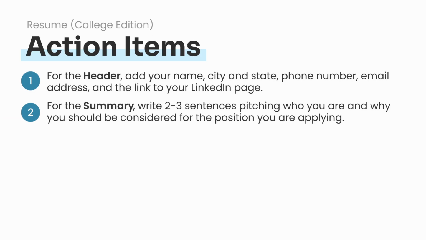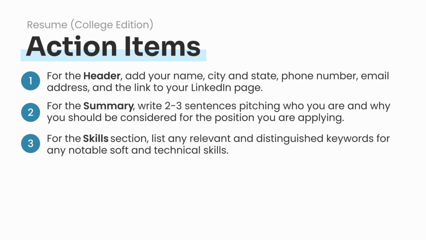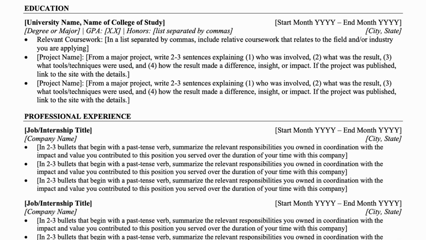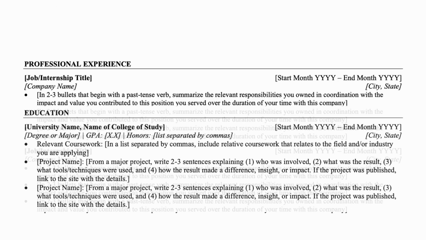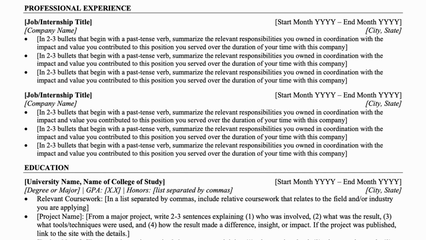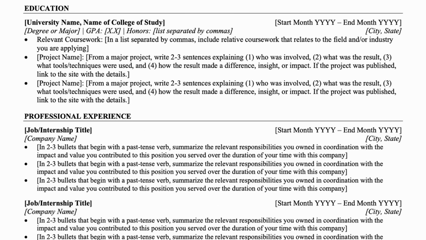Next up on your action items for the skills section, take some time to list any relevant and distinguished keywords for any notable soft and technical skills. There's some discretion in the next section. If your education is your primary source of your experience, keep it as the next section. If it is not, and you have some work experience that essentially highlights in a more strategic way your abilities and value that you can provide, then go ahead and flip-flop these sections and put your experience above your education. But most likely you're coming from college and school is your most important repository of experience that you have. So we will begin with the education section for now.